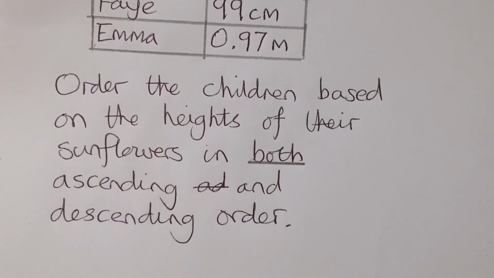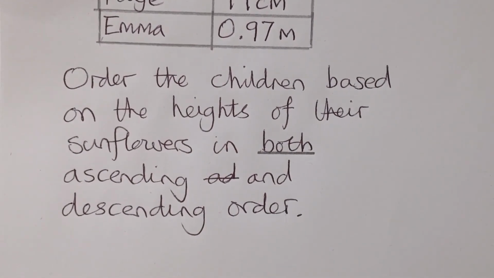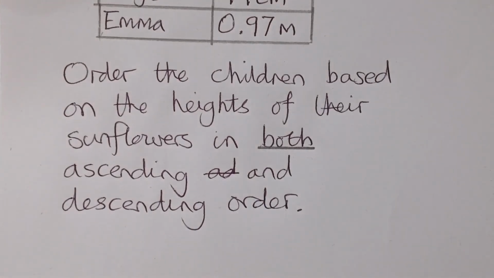One last thing to mention, of course, I did ask for ascending, which means getting bigger and bigger, and descending, which means getting smaller and smaller. I always remember this: by ascending the stairs, you go up; descending the stairs, you go down. So if you're ascending, your numbers go up and get bigger. If you're descending, they go down. So don't forget, you should have 2 lists here.